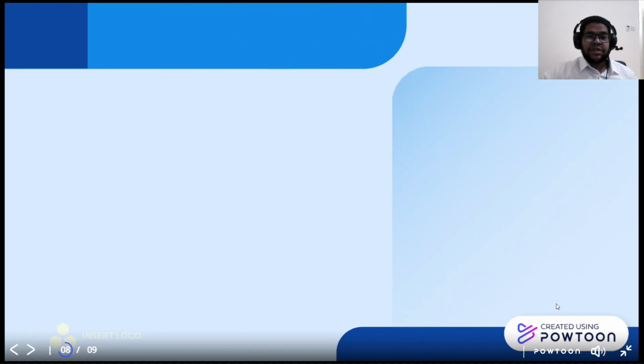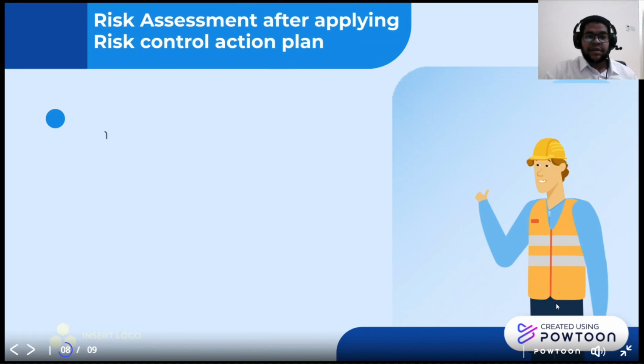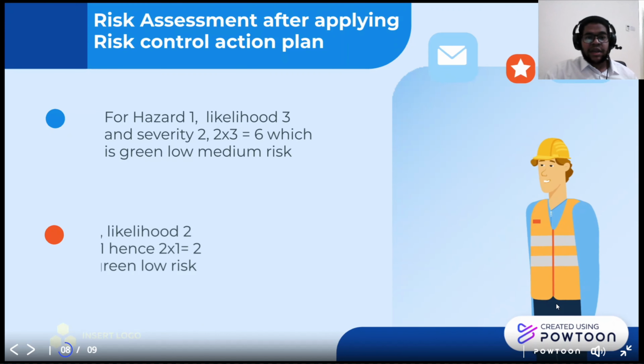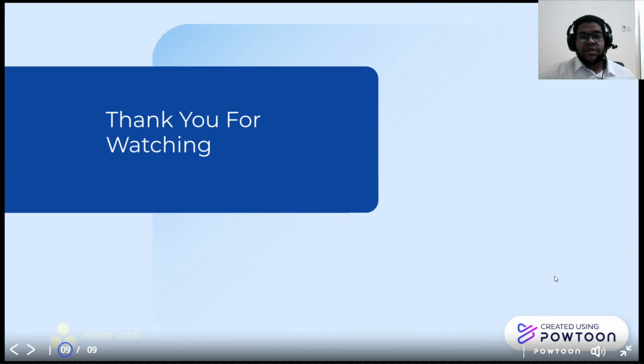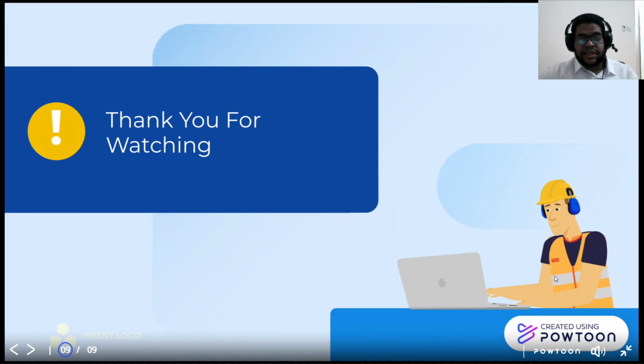Finally, the risk assessment after applying the risk control action plan. As we can see, for hazard 1, likelihood became 3 and severity became 2, and gave 6, which is a green low medium risk. And for hazard 2, likelihood 2, severity 1. Hence, it became 2 at the region of dark green, which is low risk. With that being said, always follow the guidelines of safety to prevent such accidents from occurring.